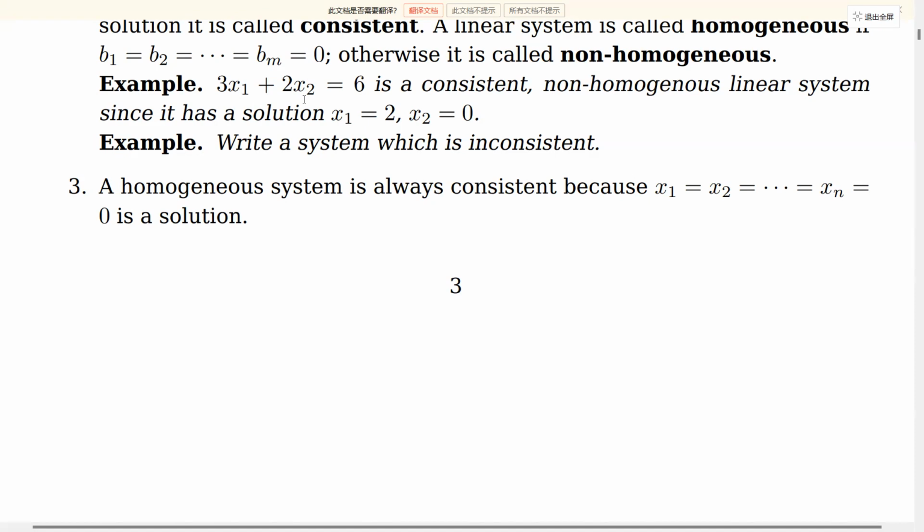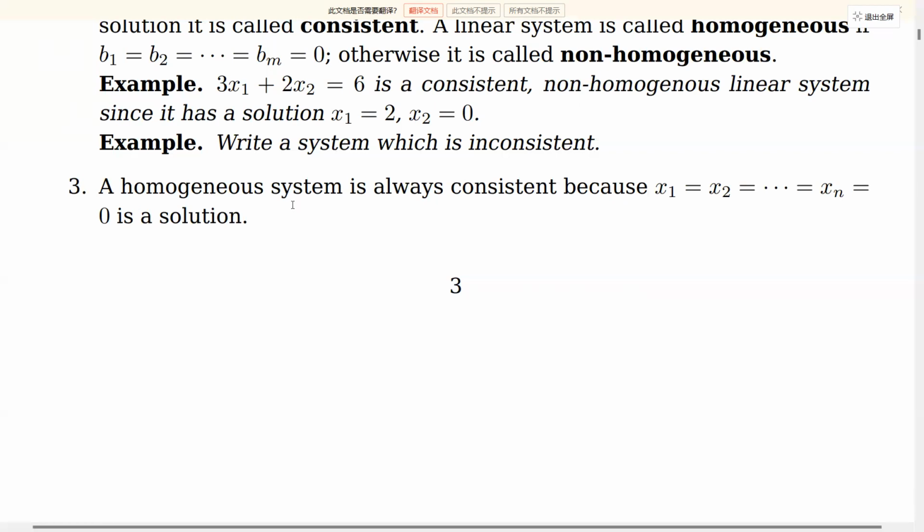All right. And you can easily write a system which is inconsistent. For example, if we write 2 more equations for x1, x2, you can easily make them inconsistent, right?